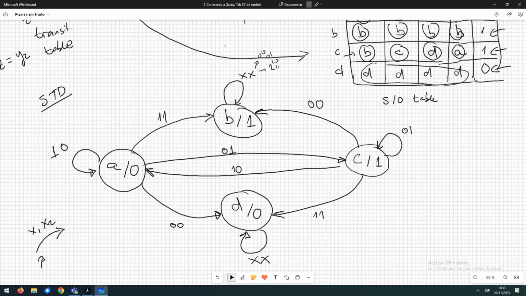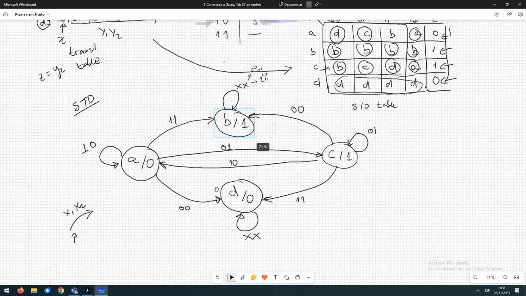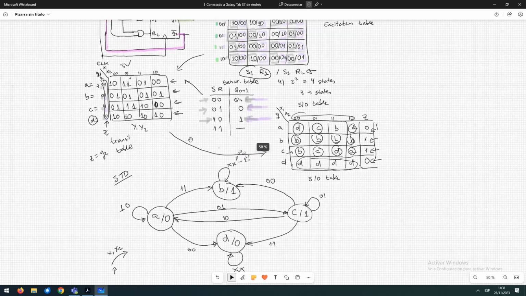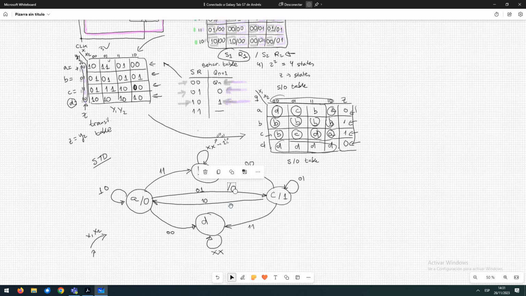So we have just finished the analysis of the sequential circuit because we have just fulfilled the fifth step. We start from the circuit and we do the different steps, obtaining the different tables, and we obtain the state transition diagram. This is the first analysis that we carried out in class, but we are going to do more exercises of analyzing this kind of circuit.